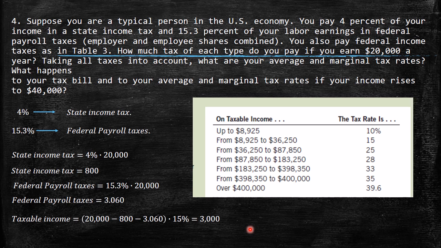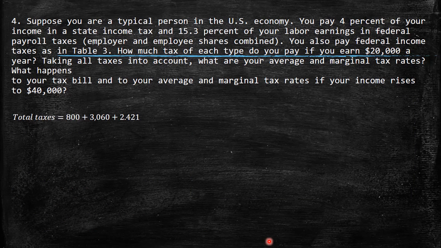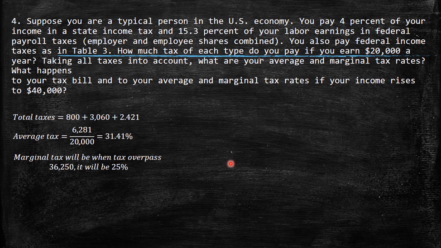Then it's going to be 3,000. Then at this time, I'm sorry, actually it's going to be this one: 2,421. Then we have the total tax, which is going to be 6,281 over 20,000. It turns out to be 31.41%. This is your average tax. Then your marginal tax will be exactly when the taxable income passes this value, to the next stage. It will be 25%. So this is the marginal tax when you need to pay more.